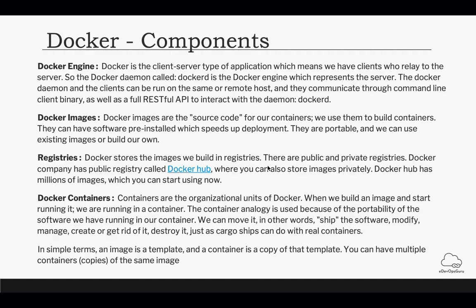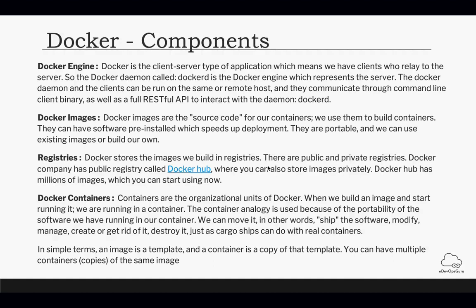Okay, so Docker images are the source code for our containers. We use them to build containers. They have software pre-installed, which speeds up the deployment. So these are portable. You can carry it and run it anywhere wherever you have a Docker engine present. Okay, so you can use existing Docker images or you can build your own.